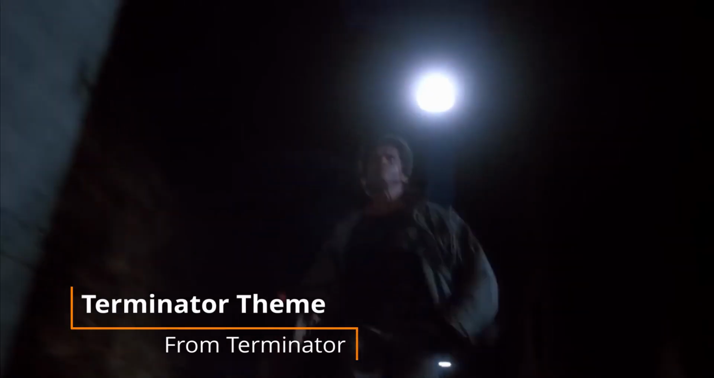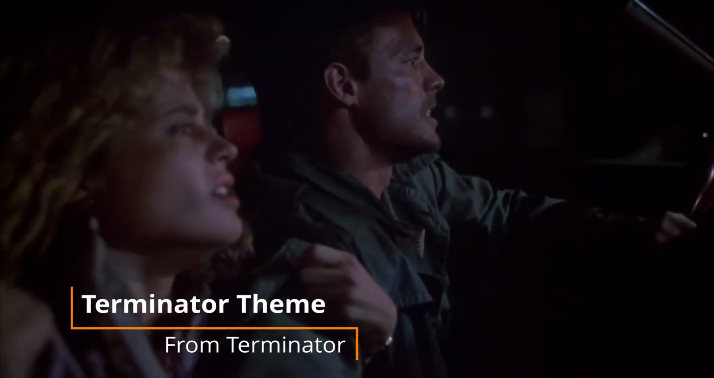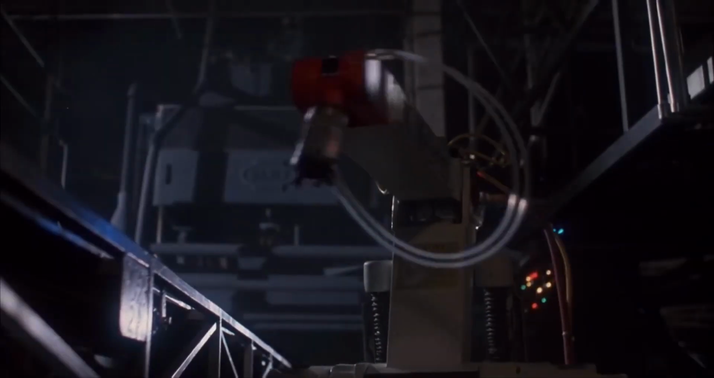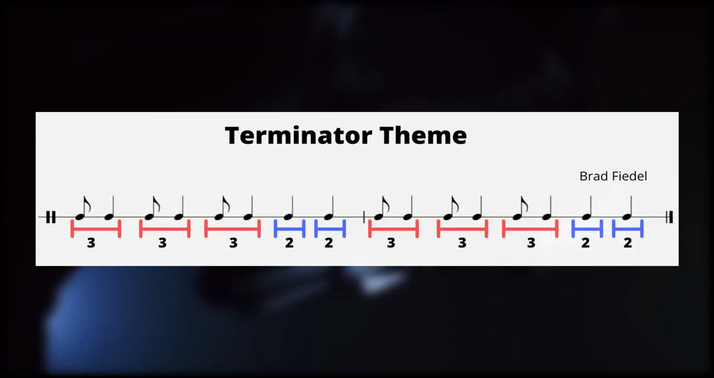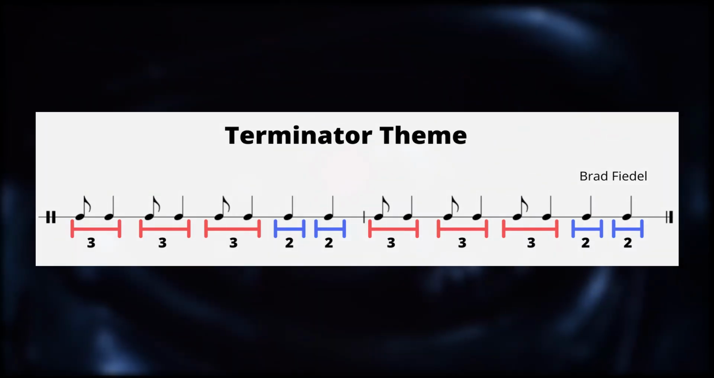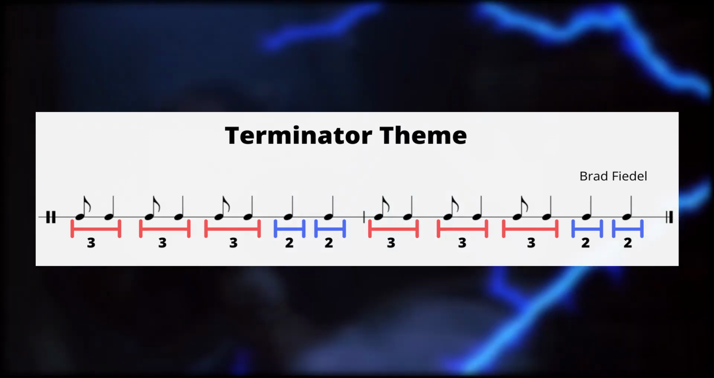And last but not least, we have the Terminator theme. There has been a lot of talk in the last 30 years about this theme's time signature, but the actual time signature is 13/8. The bar is divided into 5 beats. The first 3 beats consist of grouping of 3, while the last 2 beats consist of groupings of 2.